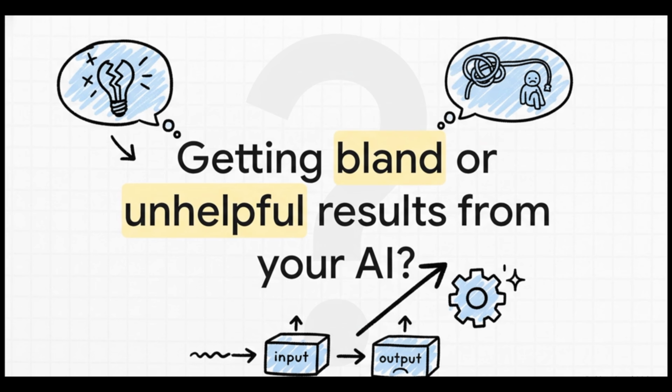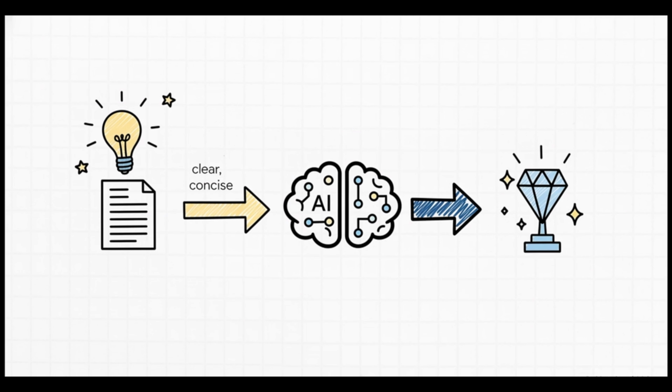But here's the thing. What if I told you there's a super simple fix? See, the secret to getting mind-blowing results from any AI isn't about finding a better tool. It's all about how you talk to it. Because the quality of what you get out is 100% tied to the quality of what you put in, your prompt. And that, my friends, is exactly what we're going to master today.